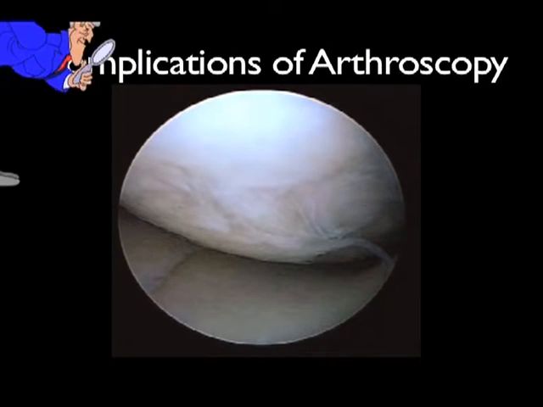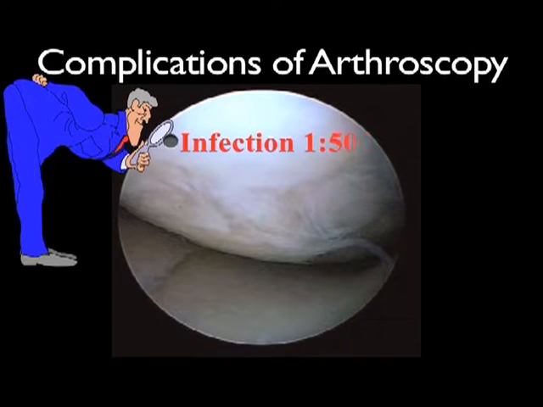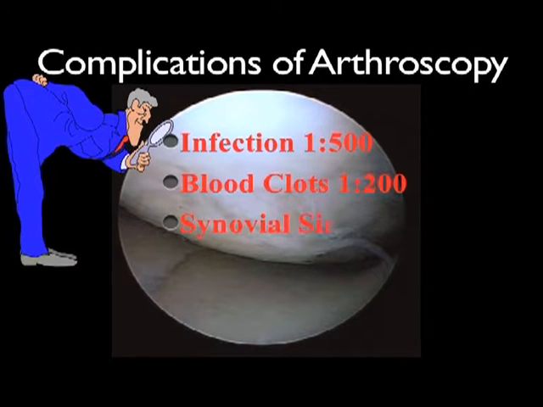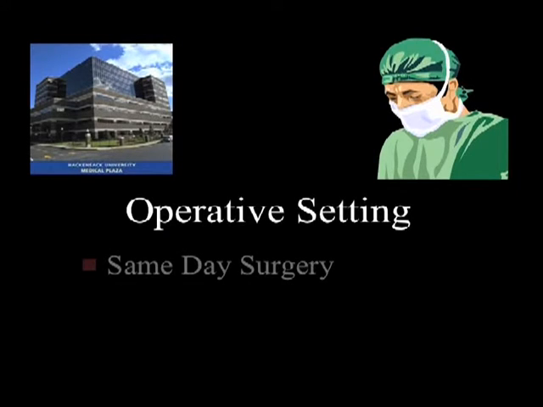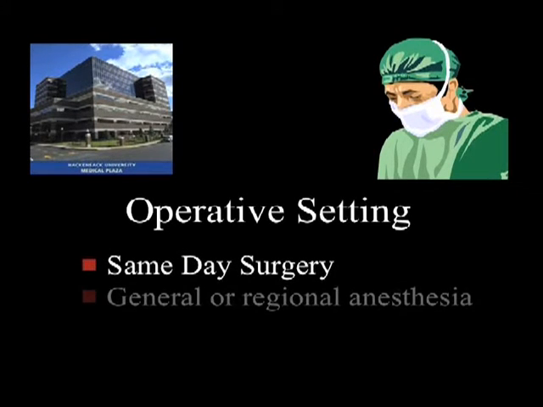Arthroscopy, like any other surgery, has its own risk of complications. Infection may occur in 1 in 500 cases. Deep vein blood clots are said to occur once in every 200 cases and associated with the rare risk of pulmonary embolus. A synovial sinus or passage from the knee to the skin may occur, but these are unusual and almost always heal with time. Lastly, complications of anesthesia or any other general complication of surgery must also be considered. Arthroscopy is performed at Hackensack University Medical Center same-day surgery unit under a general or regional anesthesia.